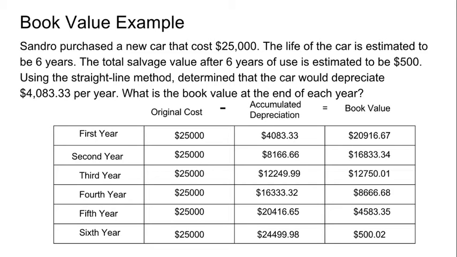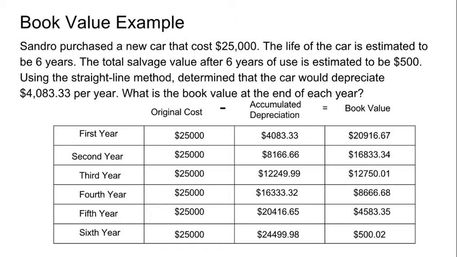Now remember that I said at the end of the estimated life, which for this car is 6 years, our book value should be the same as our salvage value. Well, if we look, our salvage value is $500, our book value is $500.02. So that's pretty close. It just means that, because we're using money, there's going to be a little bit of a rounding error. So as long as you're very, very close to that total salvage, like we're only off by 2 cents, that means we did a good job.